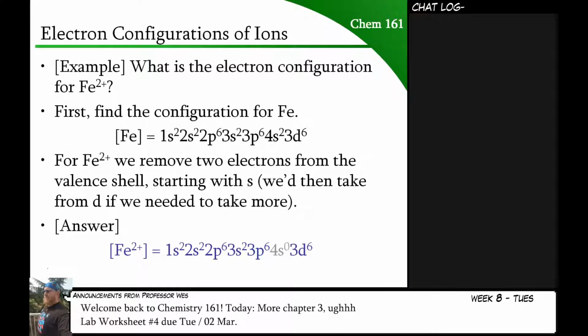Now, what if this was Fe3+? If I made this a 3+, what's the next electron you take? Well, now you take from the new valence shell. There is no more n equals 4. That's gone. So now the new valence shell would be n equals 3, and you take the highest energy electron, which would be this one. So that would be Fe with a +3 charge.